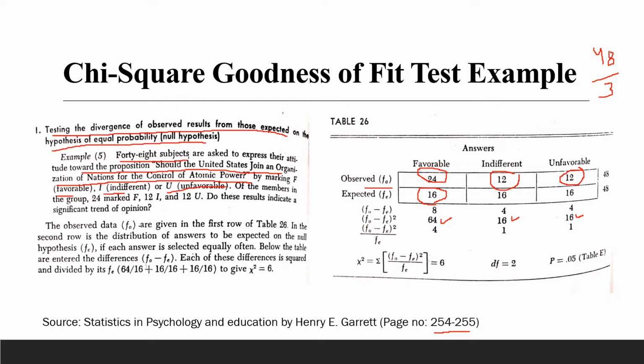So 64 divided by 16, the value is 4, and 16 divided by 16, the value is 1, and again 1. So now we take the sigma of all these three values, meaning 4 plus 1 plus 1. So now 6 is our chi-square value, the degree of freedom is 2, and the level of significance is 0.05. So now we have to go and check the table to see whether it is significant or not.